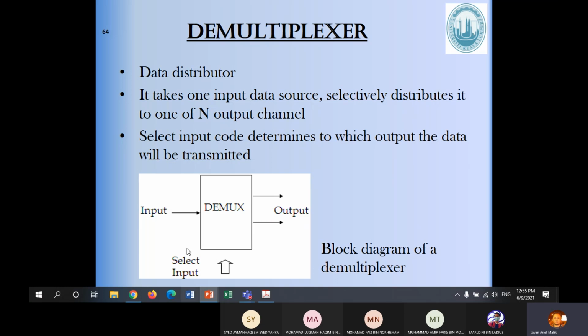So this is the basic block diagram. You have one input only. The number of outputs depends on the number of selector. One selector, then two outputs. Two selectors, four outputs. Three selectors, 8 outputs. 4 selectors, 16 outputs. Macam mana? 2 kuasa selector. 2 kuasa 2 selector, so sama dengan 4. 2 kuasa 3 selector, sama dengan 8 output.